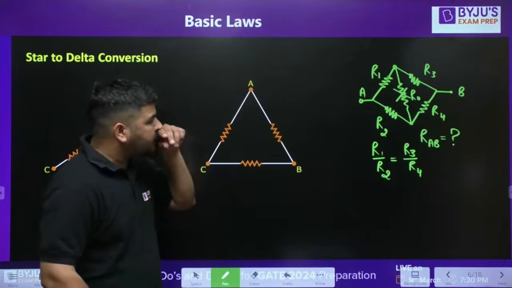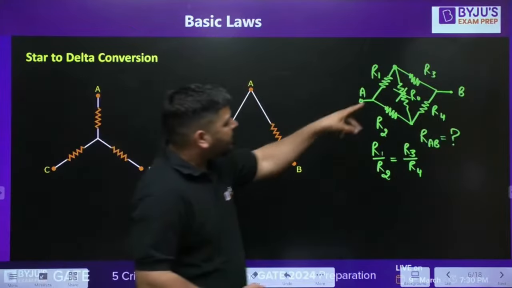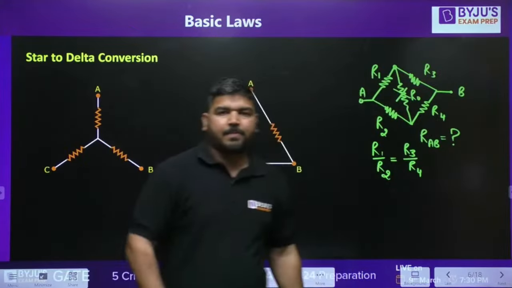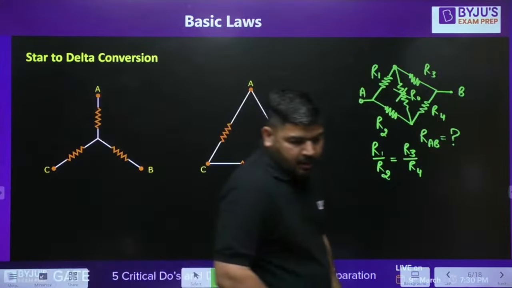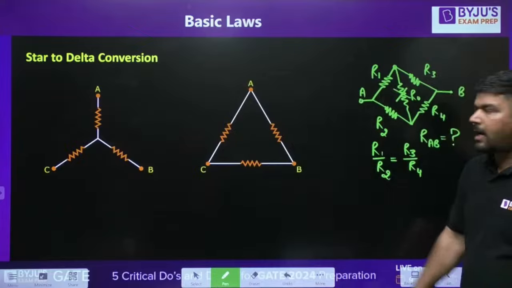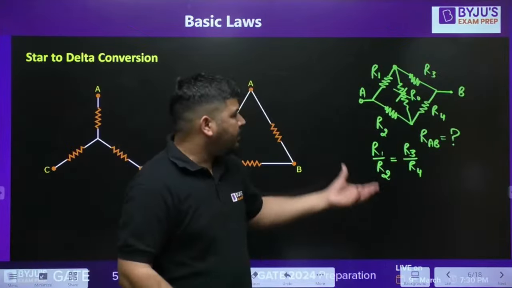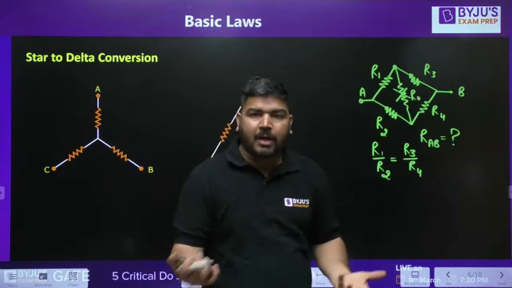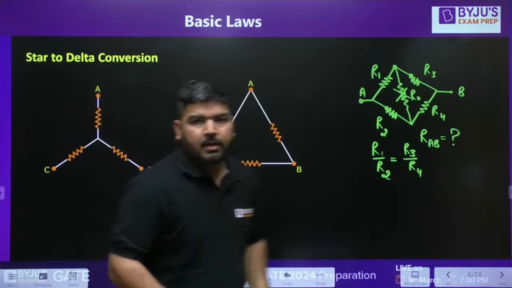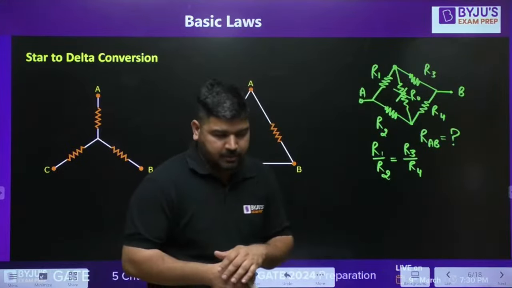So in the previous class, we have discussed that. But I told you that if the bridge is not balanced, then we need to understand star-delta conversion, star to delta and delta to star. If you know this conversion, it will be easy for us to solve such questions, whether the bridge is balanced or unbalanced.